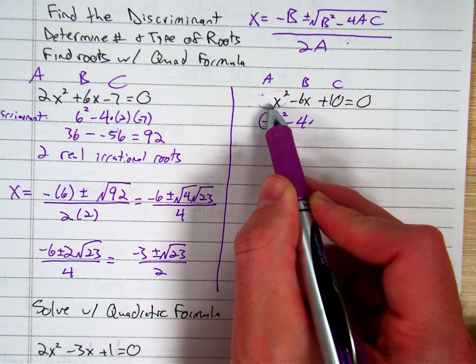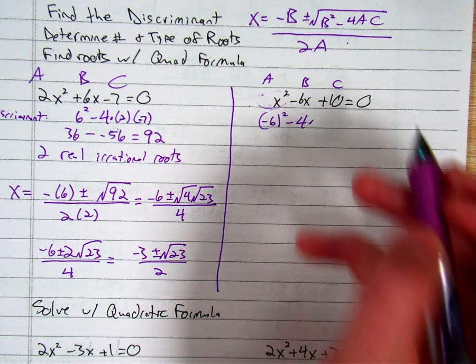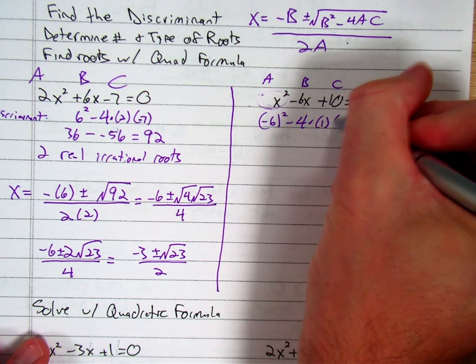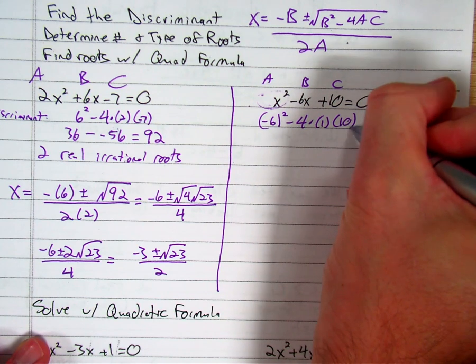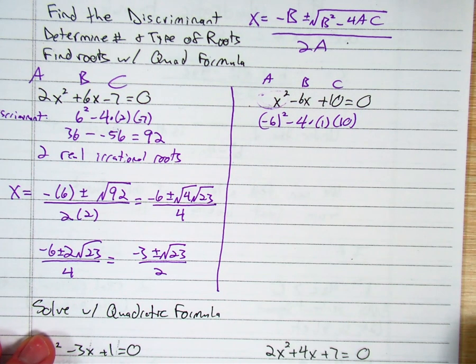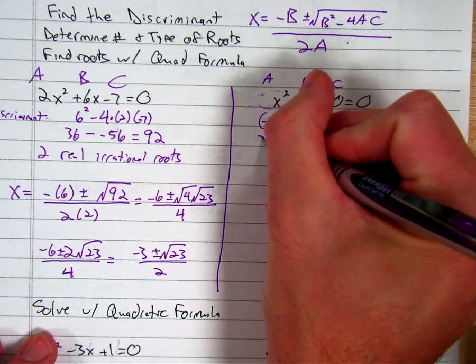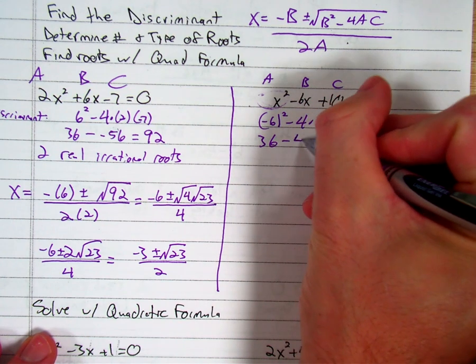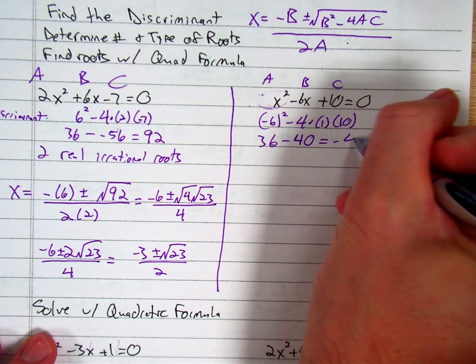It's not 0, it's a 1, because there's a 1x squared there. And C is 10. Okay, negative 6 squared, don't put negative 36. It's positive. Minus 40 is negative 4.